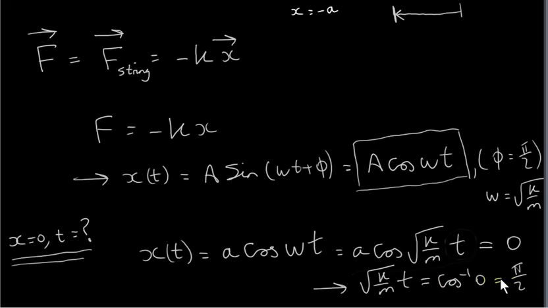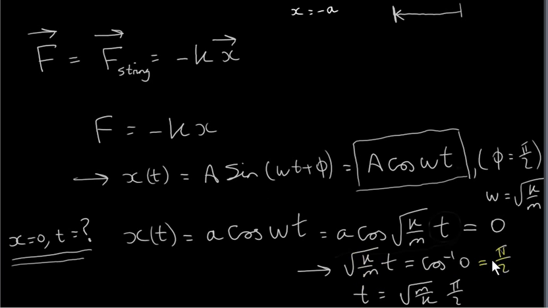So t is got by taking pi over 2 and dividing by root k over m. So we divide pi over 2 by root k over m. That's the same as multiplying pi over 2 by 1 over root k over m. But 1 over root k over m is actually root m over k. We can invert k over m to get m over k. So that's the time taken for the first leg of the journey.